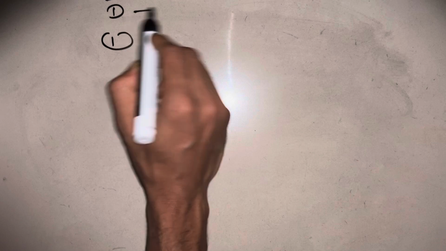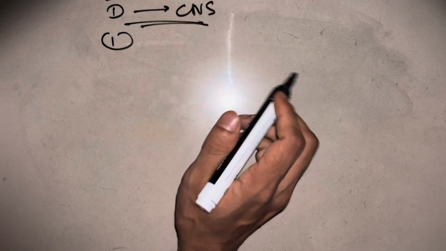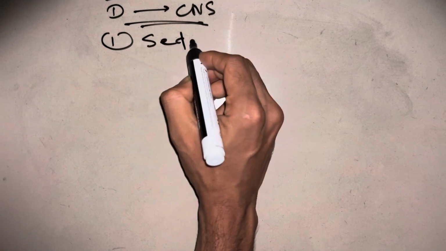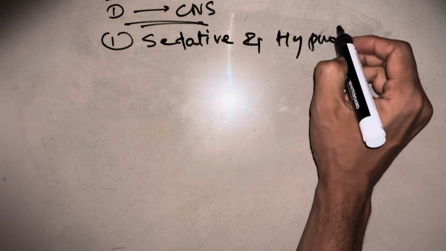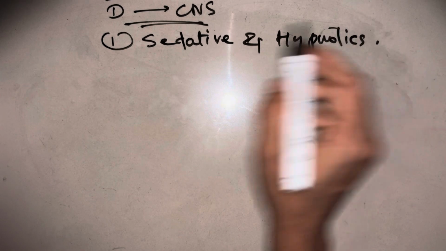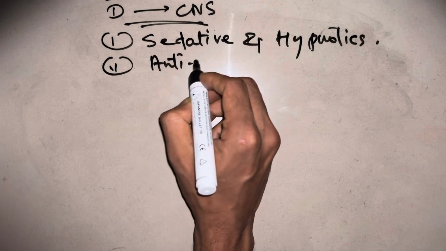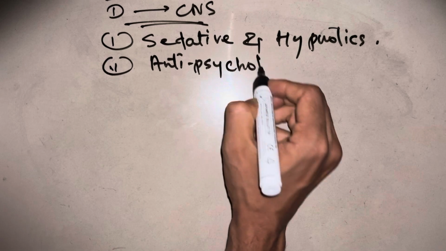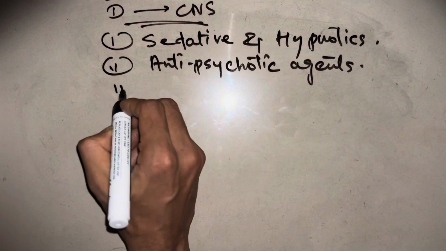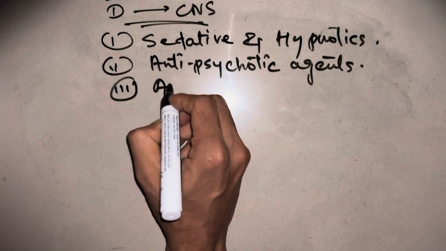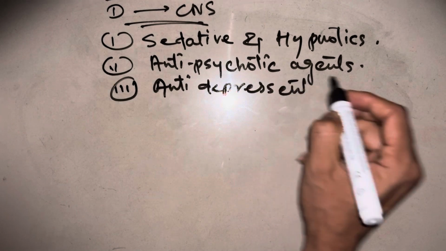So in the first lecture, drugs acting on CNS, we will cover sedatives and hypnotics. In the second lecture, antipsychotic agents. In the third lecture, antidepressant agents.